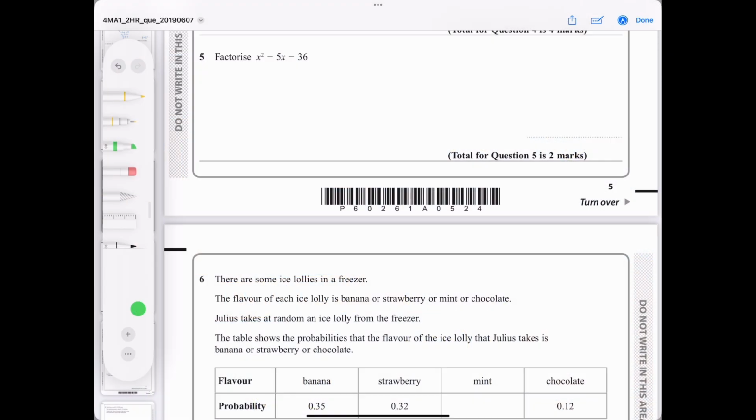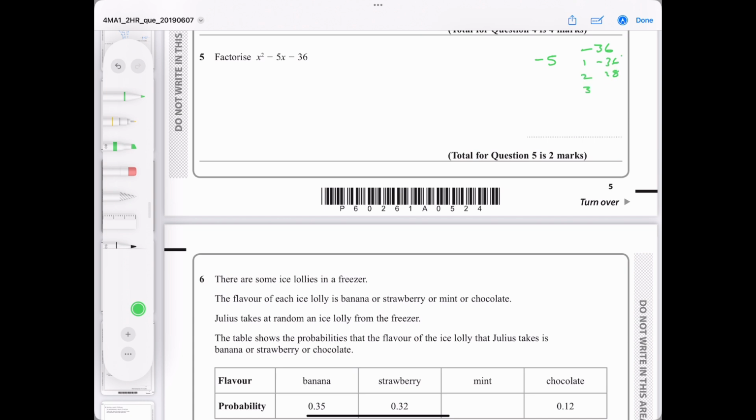Okay, we're continuing with the paper from summer 2019. Question 5, factorise x squared minus 5x minus 36. So what times to make minus 36 and adds to minus 5? 1 and minus 36 isn't going to be true. 18 isn't going to work.